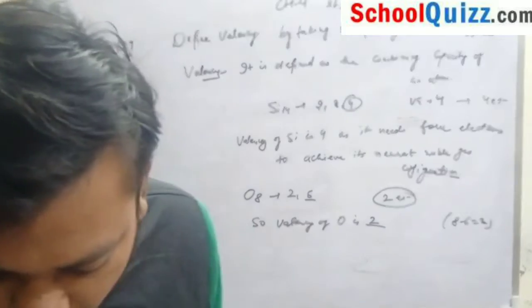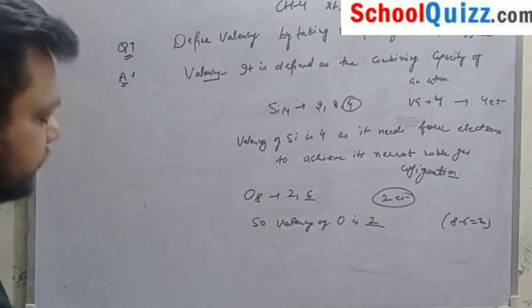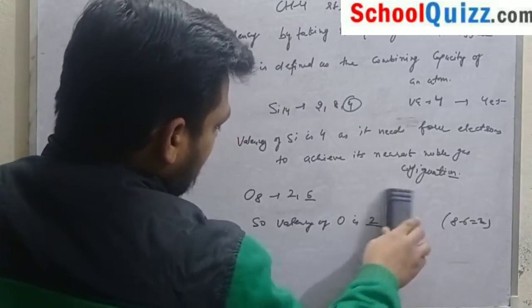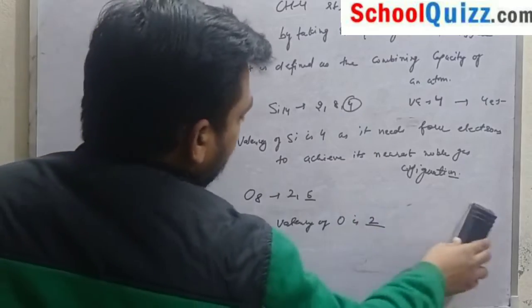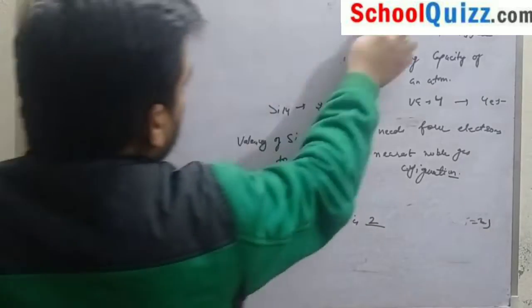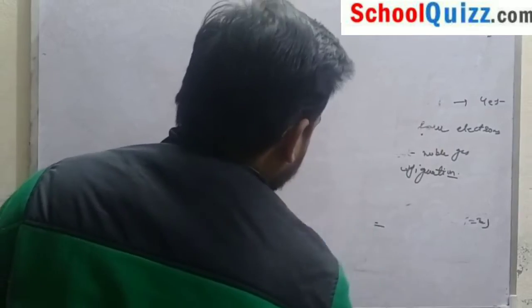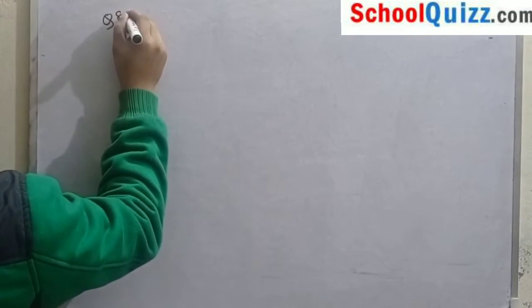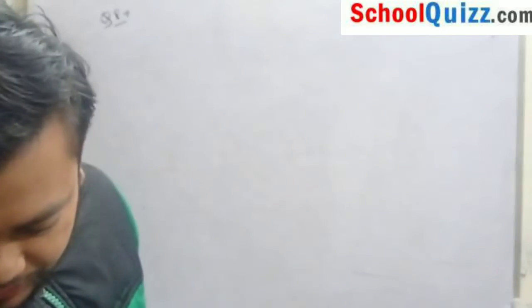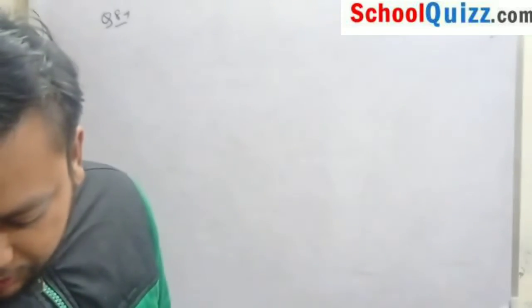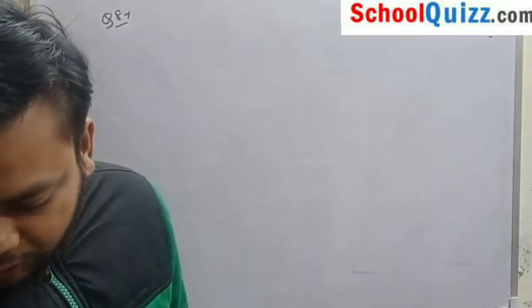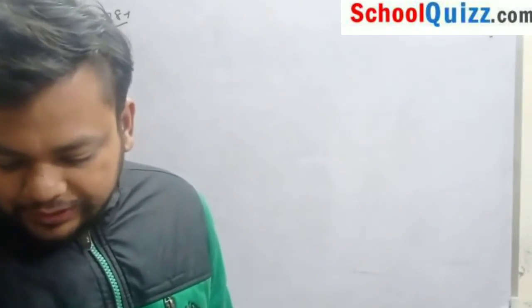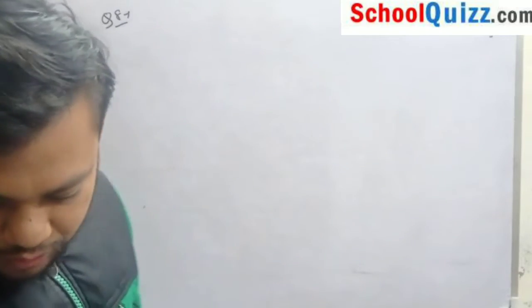Okay, now we will move to our question number 8. So the valency of oxygen is 2 and the valency of silicon is 4. Question number 8 is: explain with examples atomic number, mass number, isotopes and isobars. Give 2 uses of isotopes.